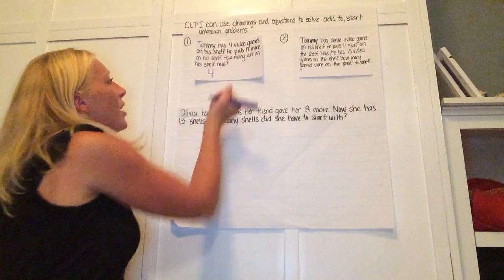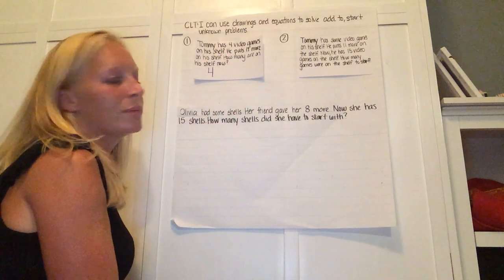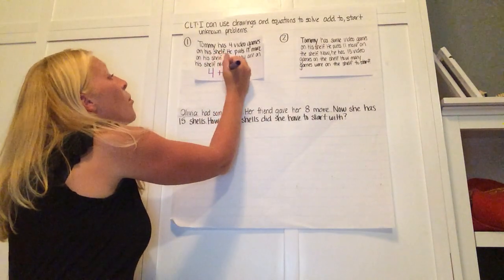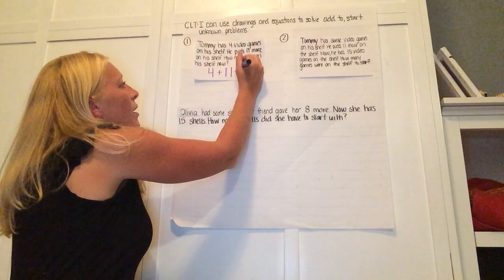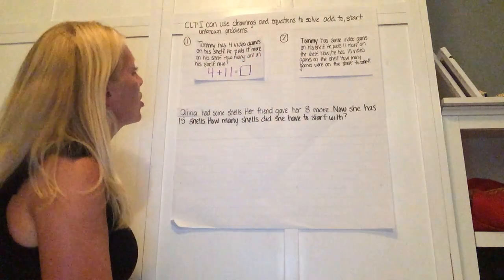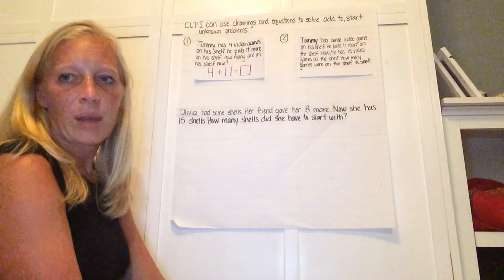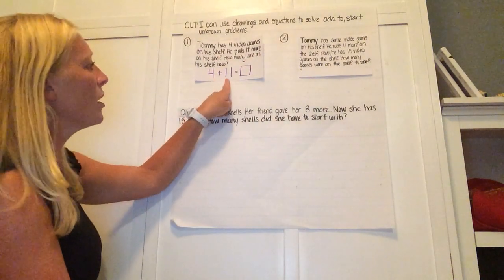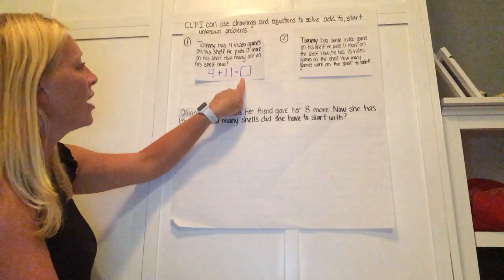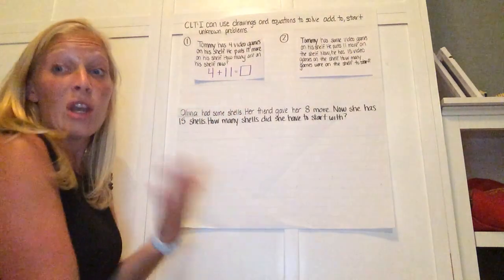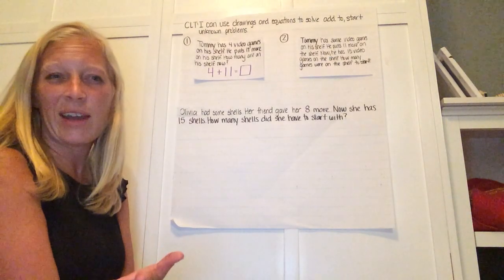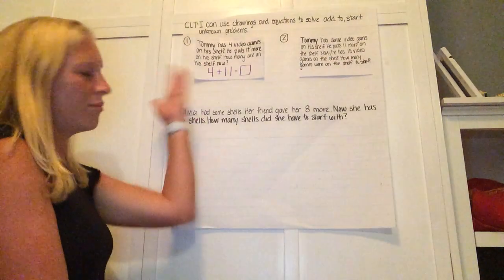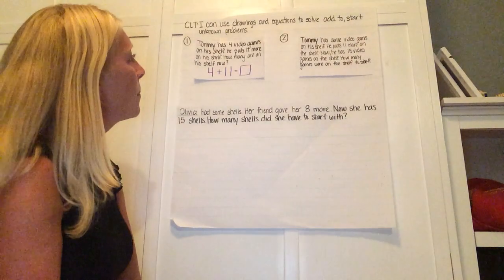Tommy has 4 video games. He puts 11 more, so you're adding, okay. And we don't know how many are on his shelf now. Okay, so he had 4. He put 11 more. How many are on the shelf now? We know he had 4. We know he got 11 more. And what are we trying to find out? How many are on the shelf now?